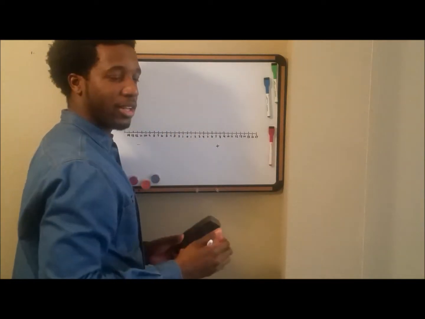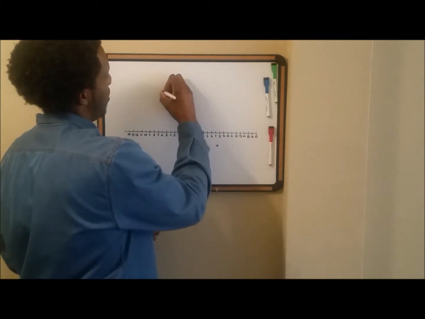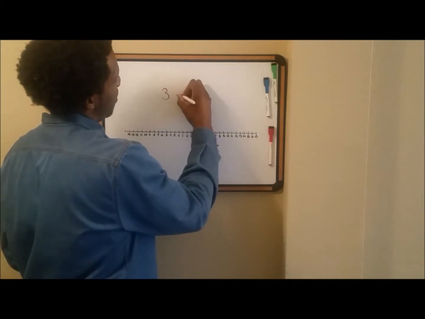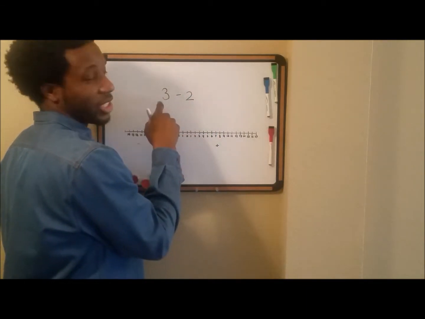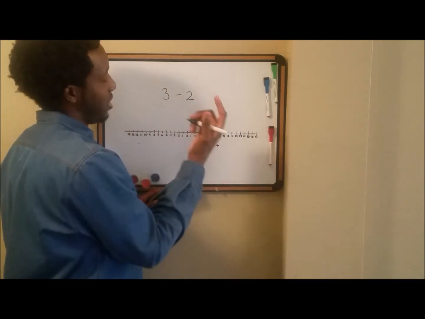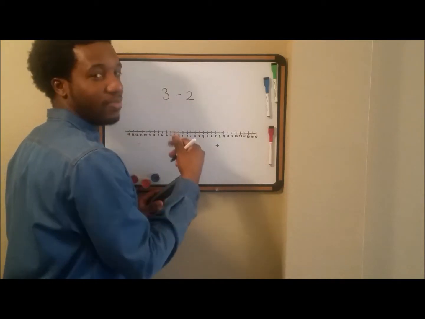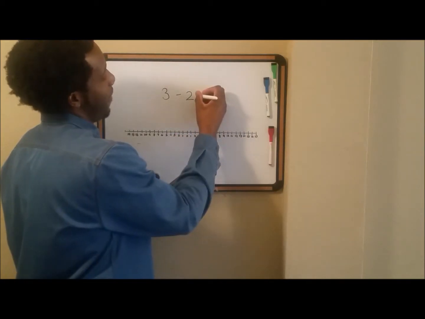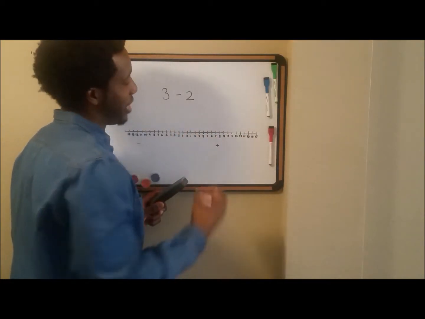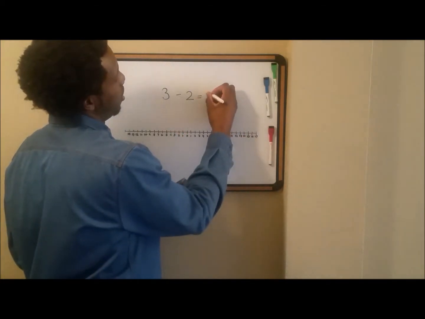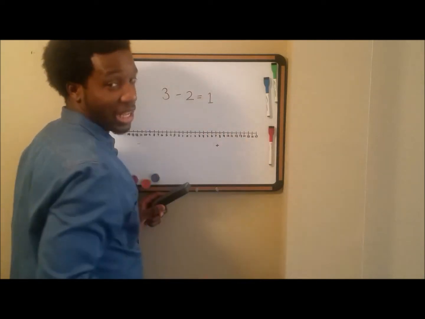So what if we had something like this? What's the sign right here? It's positive. What's the sign right here? It's negative. So we're going to subtract and keep the sign of the bigger number. Bigger number is 3. 3 is positive. So it's going to be positive 1.